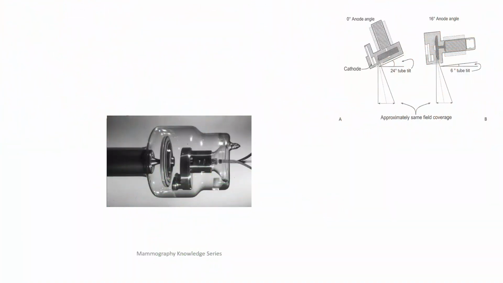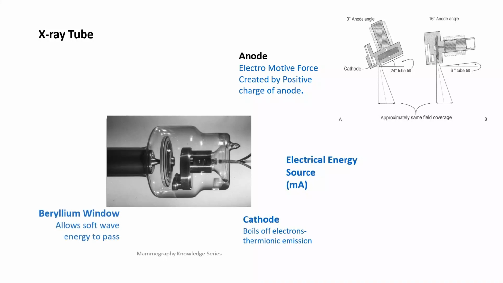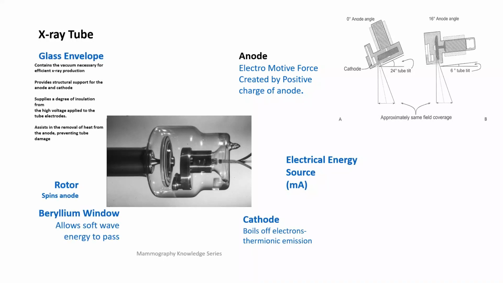Now let's take a look at the mammographic X-ray tube. The X-ray tube is different than the tube that is used for a regular X-ray system. The first difference is the target, and as we've been discussing, there are different types of targets that can be chosen from. The next is the glass housing. The glass housing has a window, or a beryllium window, to allow the softer rays to go through. Otherwise, the glass would block those rays.